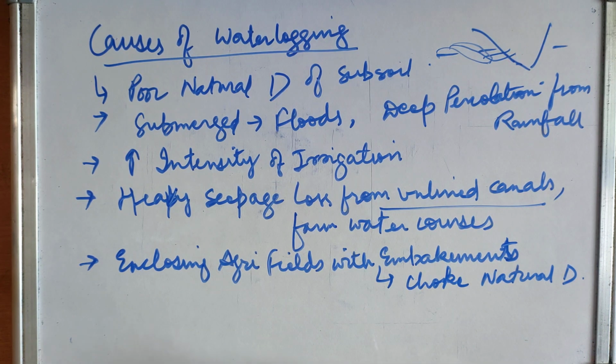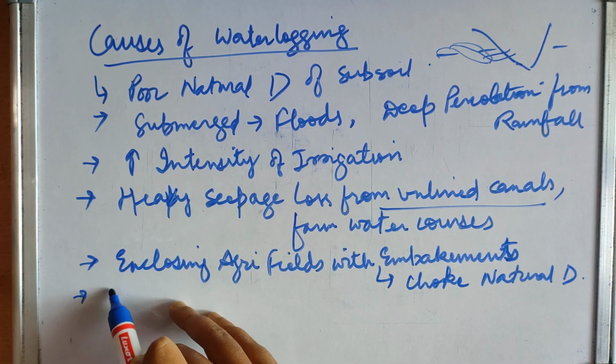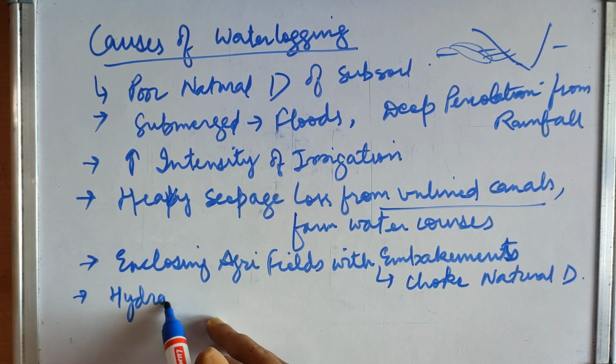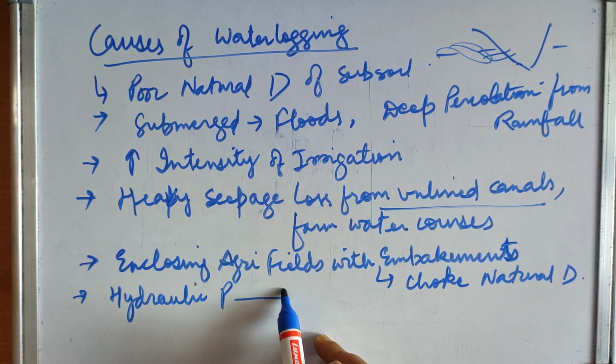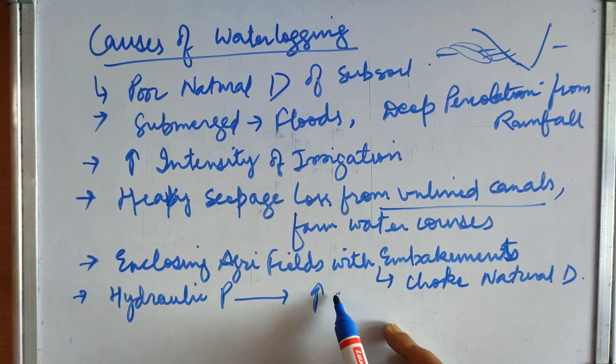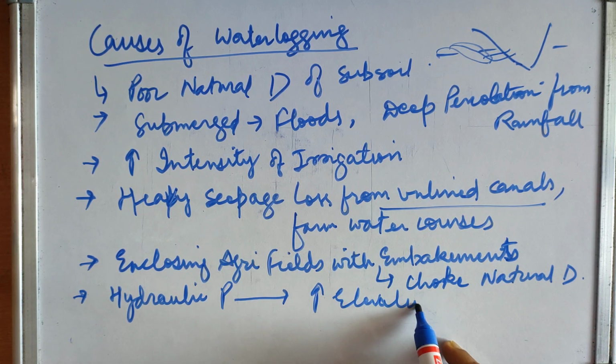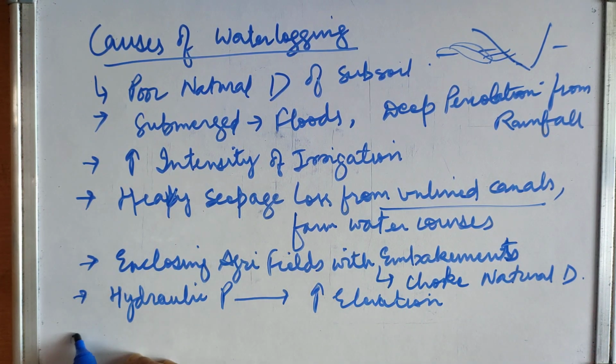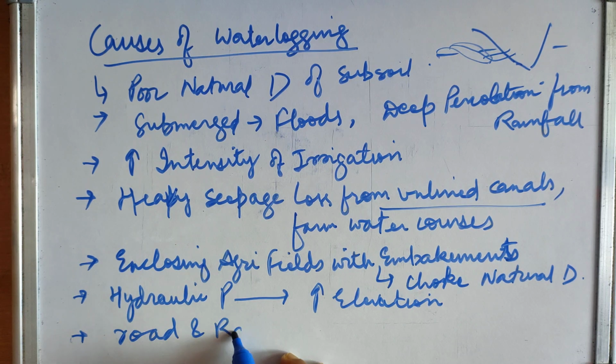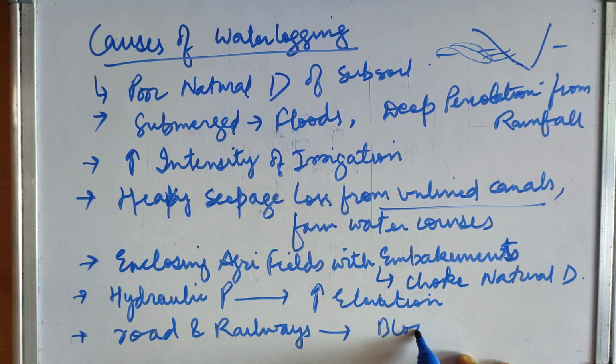Hydraulic pressure from upper saturated areas at higher elevations. So what will happen? Water will flow to the down areas. Blocking of natural drainage channels by roads and railways. Road and railway constructions block natural drainage channels. So these are some of the causes of waterlogging.